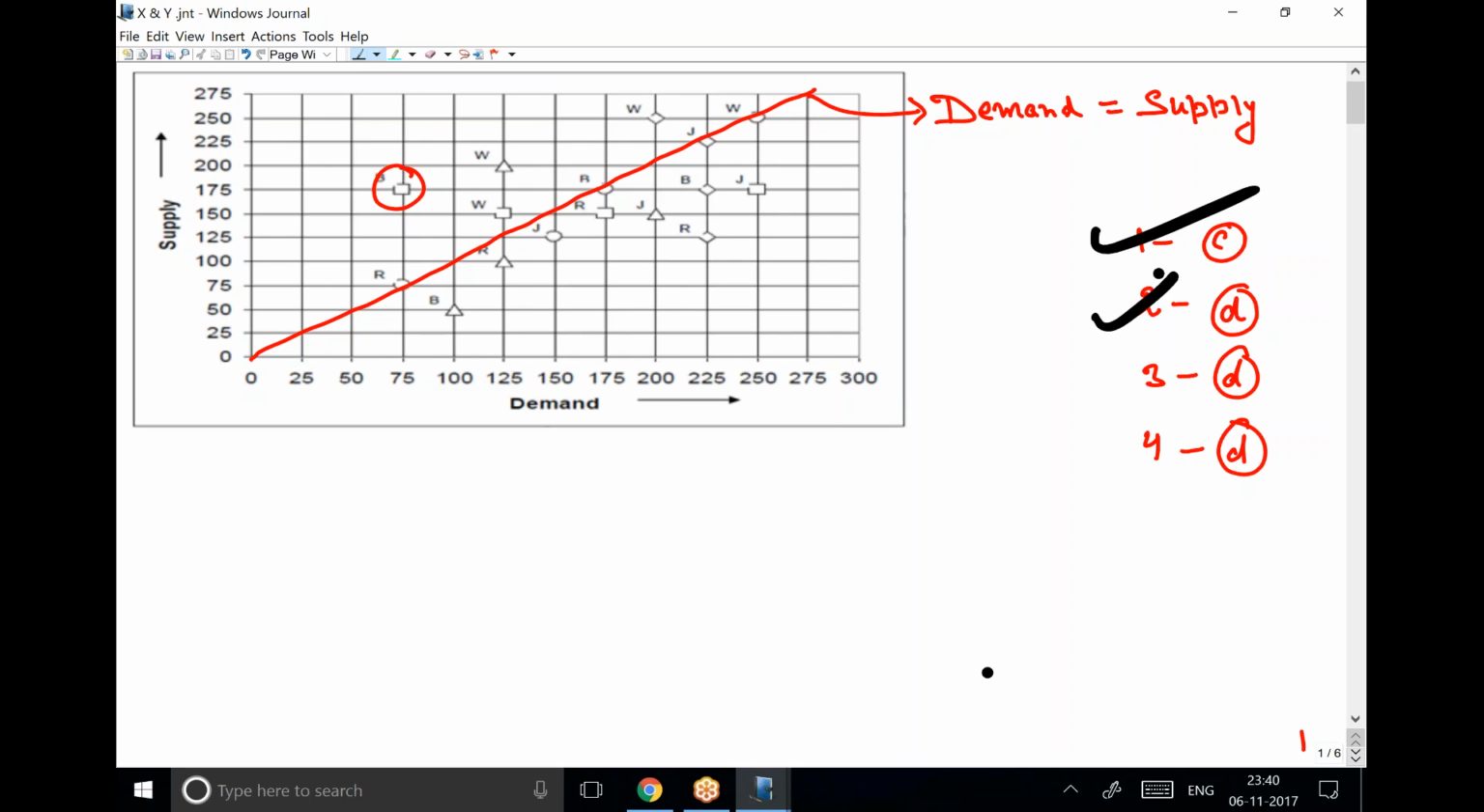Now look at question number 3 here. In question number 3, they are looking for which of the following grains has a maximum surplus. What is the meaning of maximum surplus? That means your supply is huge but demand is very less. That means this difference has to be maximum. And as we know, over this line the difference is equal to 0. That means they are looking for which portion is maximum far away from this particular line.